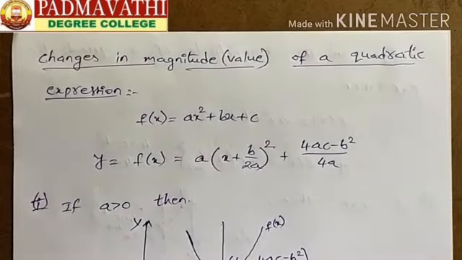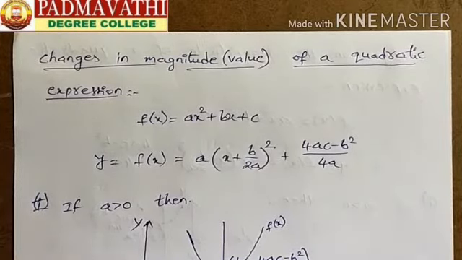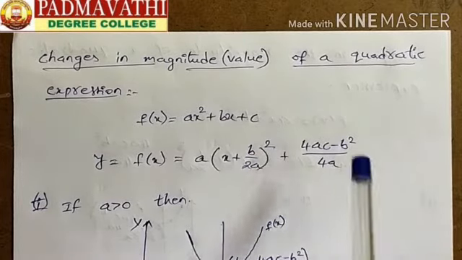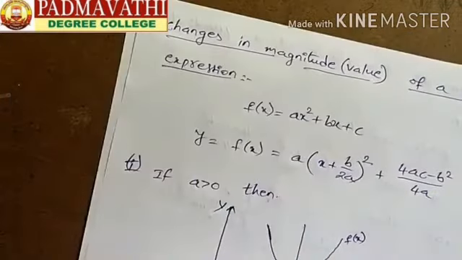Next concept is changes in magnitude of a quadratic expression. Magnitude means the value of f of x. So here f of x equal to ax square plus bx plus c. This one we can consider as y equal to f of x. We can take a common, and by adding and subtracting we can convert it into a perfect square. So we can write a into x plus b by 2a whole square plus 4ac minus b square by 4a. The same expression we are converting like this.